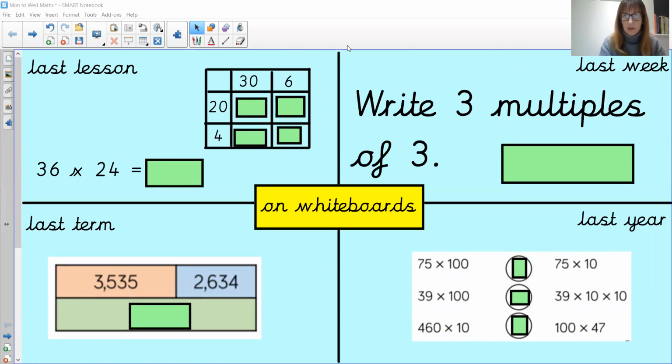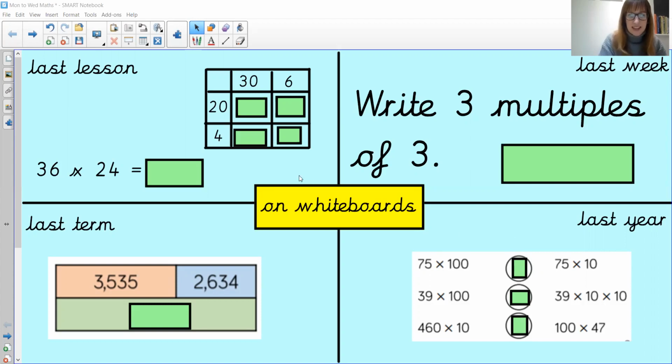So we're going to start off by recapping some of our previous learning, just to make sure we're not forgetting it and we're able to recap and recall what we've learned previously. So you've got a question from last lesson, a question from last week, one from last term, and one from last year. In this question here, you have to choose which symbol goes in these circles: greater than, less than, or equals. So I want you to pause the video here and have a go at these 4 questions in your home learning books, okay? Off you go.